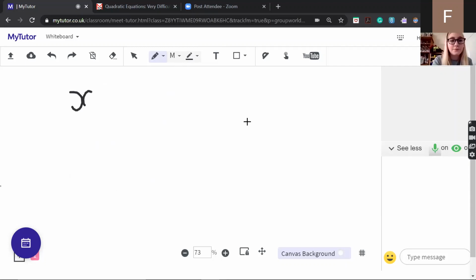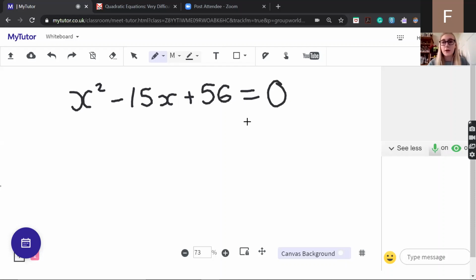So for example, x squared minus 15x plus 56 equals 0. So the key thing is that we always want our quadratic equation to equal 0, because then we can work with it. And you'll see why in a moment. So the reason is because when 2 things multiply to equal 0, one of them has to be 0. Like I said, you'll see.